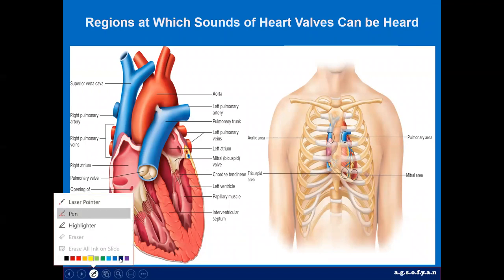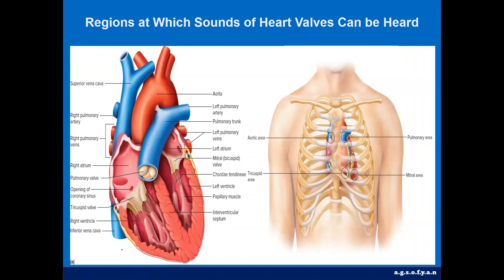Okay, so this is the diagram that shows you the location of the valves and the sounds they produce. These are the two AV valves. On the right side is the tricuspid, and on the left side is the bicuspid valve. Because of the ventricular contraction over here, it will close these two doors, and it will give the sound of lub. Okay, the lub sound comes from this closing.